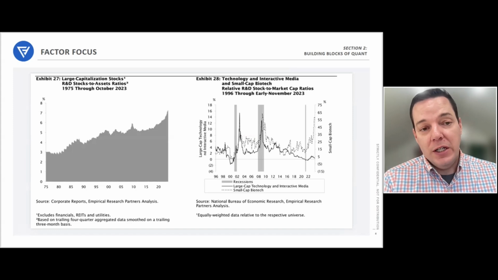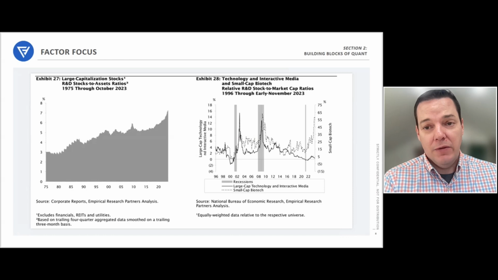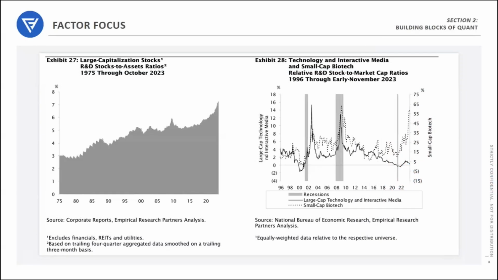And so you can see R&D stock to assets and their growing importance here on the left-hand side of the chart. We've just seen intellectual capital become more important in general within the markets, growing from about 3% to closer to 7% over the last almost 50 years at this point. And a lot of that has just been the shift in the markets towards more technology, more interactive media type stocks, and more healthcare companies within the US. And we'll show some time series valuations ultimately on the right-hand side, comparing those different groupings.